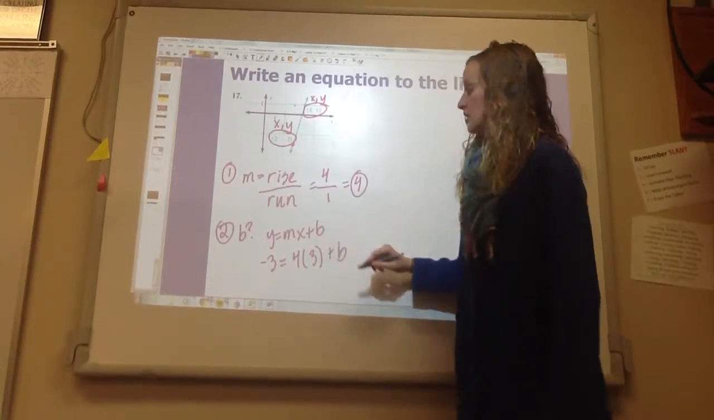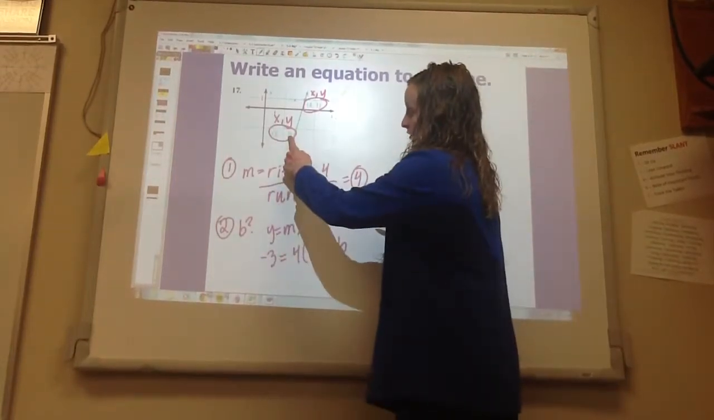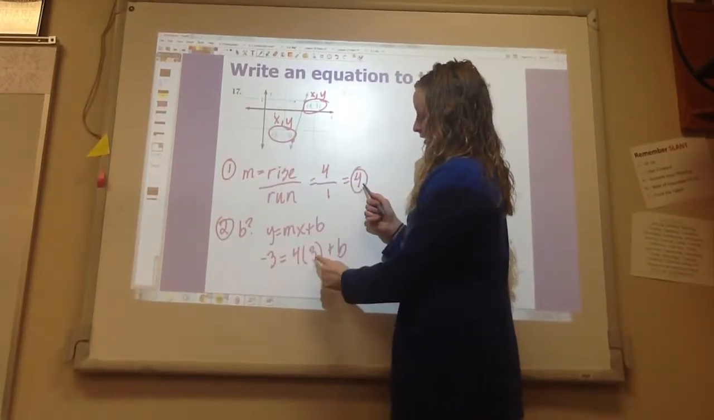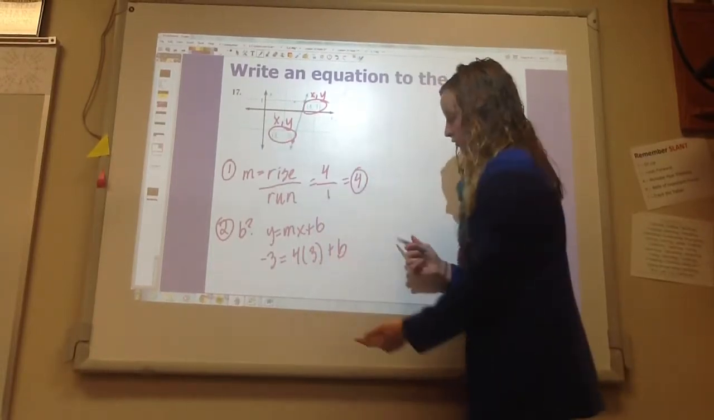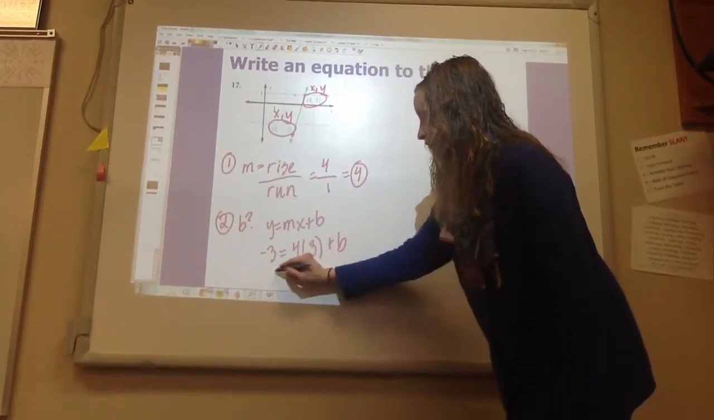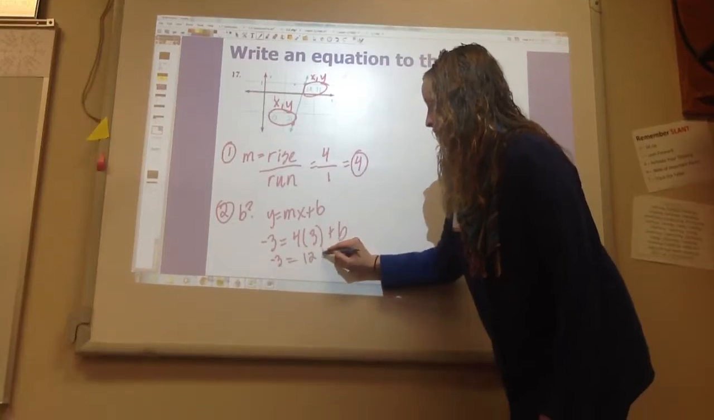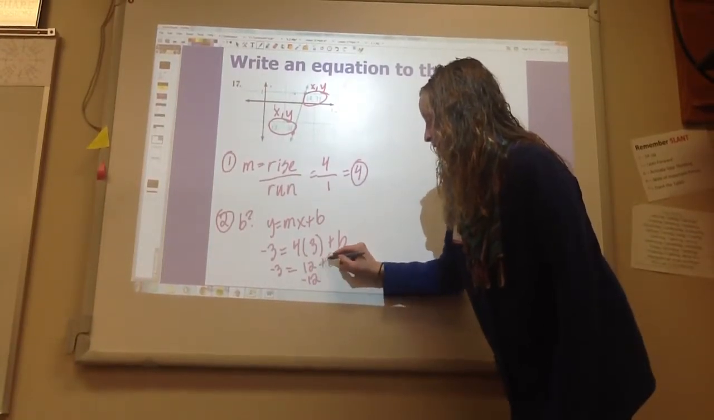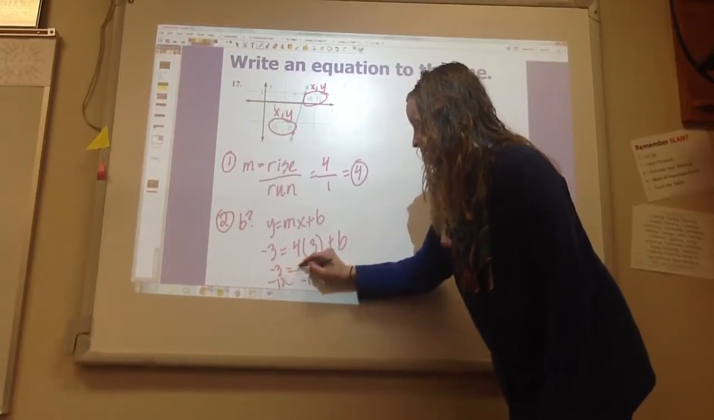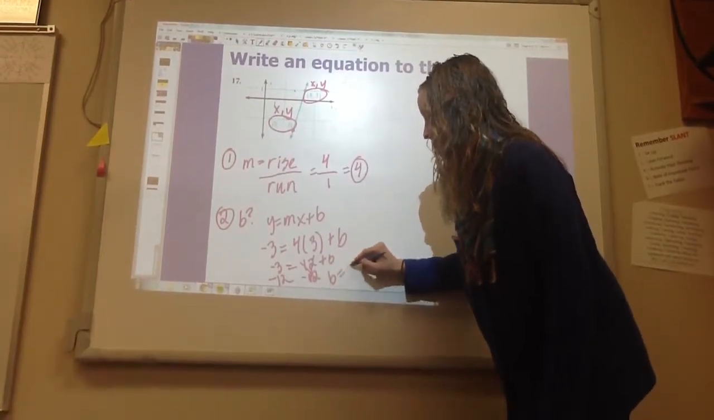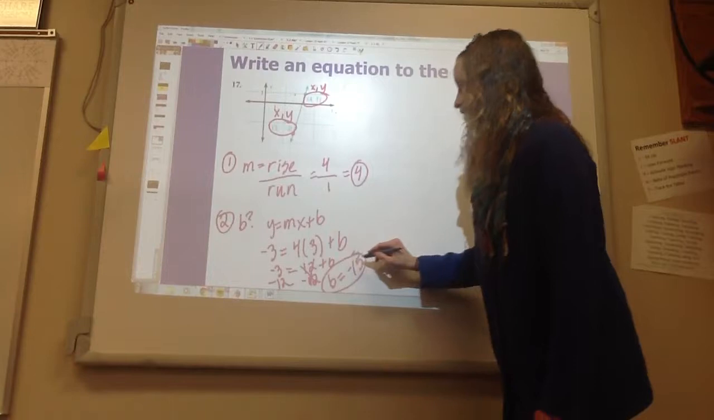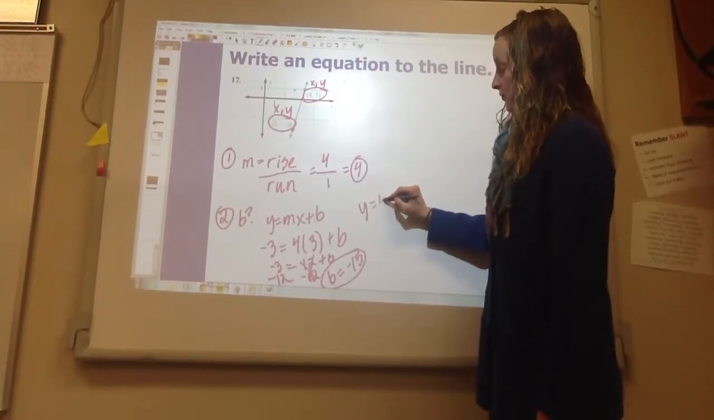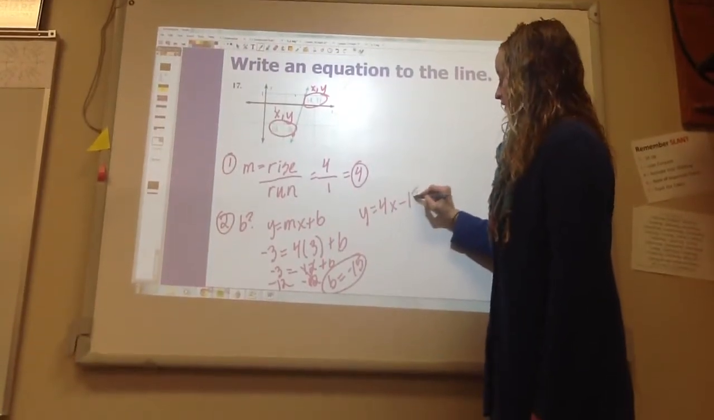plus b. And I'm just going to double check this. Y value is -3, slope was 4, x value is 3. Cool. This is going to be 12, so -3 equals 12 plus b. Opposite of adding 12 is subtracting 12. And so we find out that our y-intercept is -15, which would be enough information to write out our equation like this.